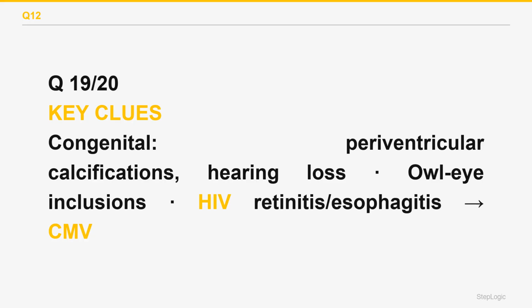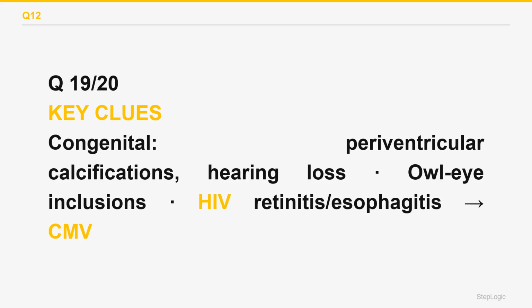Cytomegalovirus is a herpes virus and the most common congenital infection. Congenital CMV classically causes microcephaly with periventricular intracranial calcifications, sensorineural hearing loss, the leading infectious cause, hepatosplenomegaly, and a petechial blueberry muffin rash. The diagnostic histology is enlarged cytomegalic cells with intranuclear owl eye inclusion bodies.